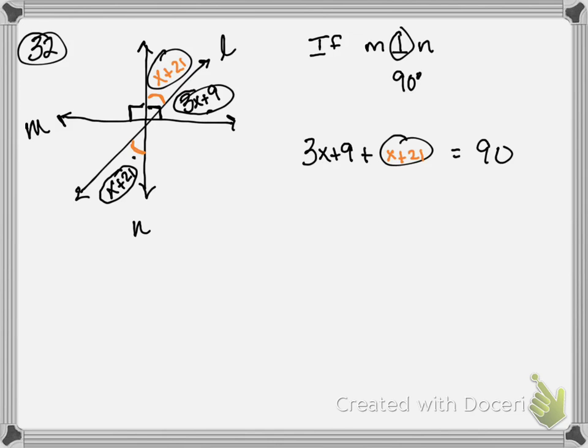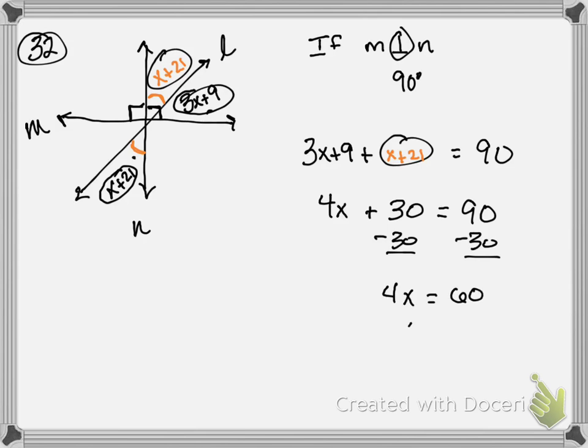So 3x and x combine to give you 4x. 9 and 21 combine to give you 30. And that's equal to 90 still? Absolutely. Subtract 30. You get 4x equals 60, and then x equals 15. So x is equal to 15 in that instance.